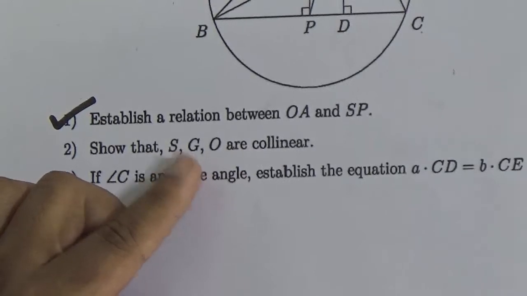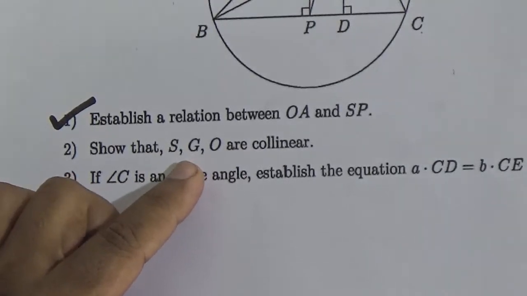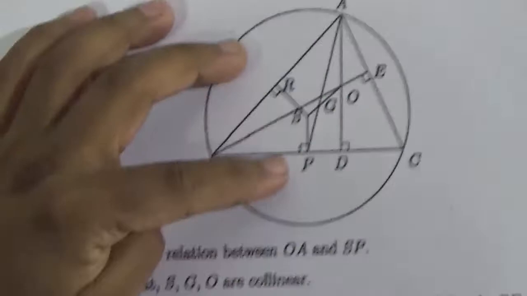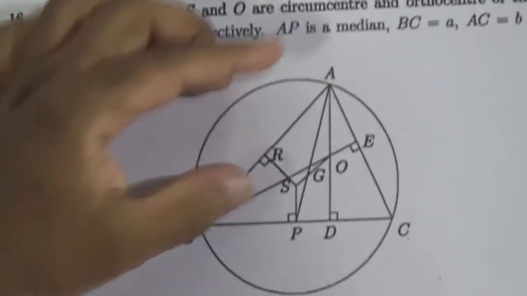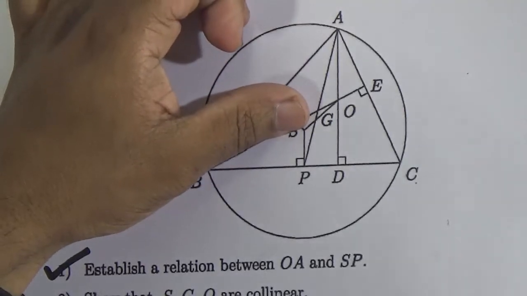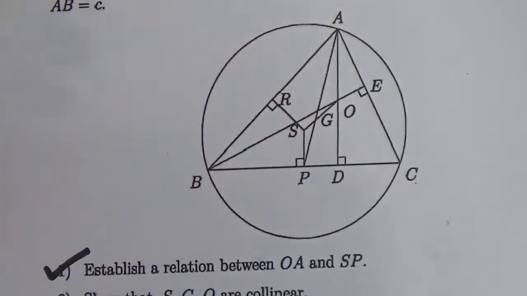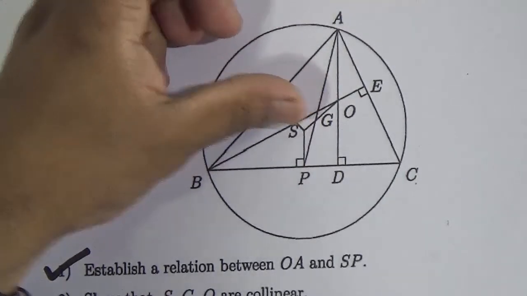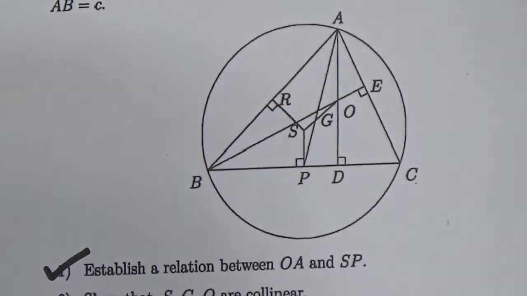Yes, we know that the centroid divides all the medians in the ratio 2:1. Here, AP is the median. If we can prove that the line AP is divided at the point G in the ratio 2:1, then the proof is done. Then we can say that G is the centroid, and that S, G and O are collinear. Okay, that means they are situated on the same line. So we can prove this, my dear students, in this way.